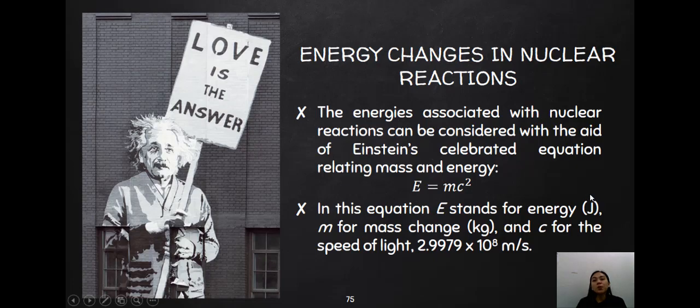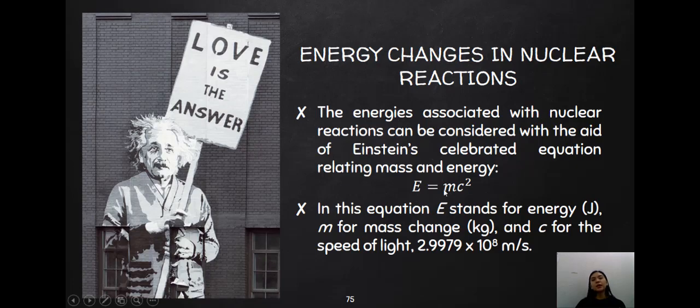Yan lang po yung equation. E is equal to mc squared, where E is your energy, which is, as you have been noticing, we are solving it using the main unit, which is joules. And then your M will stand for mass change, which is in kilograms. And your constant C is the speed of light. So, constant naman yung C, which is 2.9979 times 10 raised to 8 meter per second. So, madali lang siya kasi yan lang. O, dalawang variables nga lang yung E tsaka yung M lang. Or rather, yung isa na nga lang yung M lang po, yung mass change.